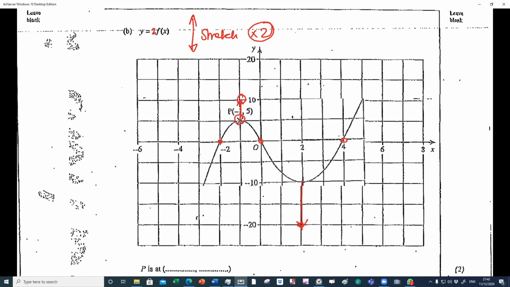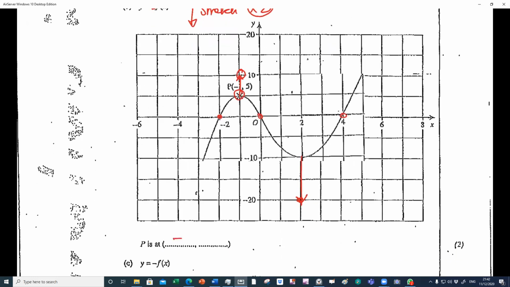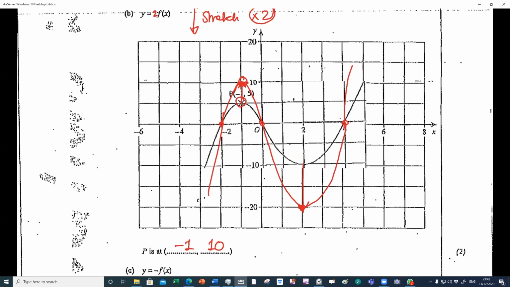Minus 1. Minus 1, 10. Yes? Yeah. So do you see what we're doing? We're not really redrawing the graph, but we are thinking about where those points are going. And if you want to just draw that part of the graph, you're welcome to do that. It will give yourself a little bit of a visual representation. That's going to go this way, and that's going to go that way. Okay, you happy with that?